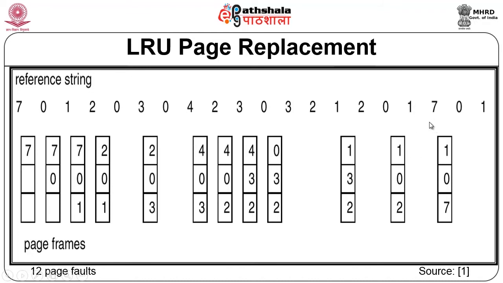For the reference to 7, choose the least recently used. Between 1, 0 and 2, 2 is the least recently used, so 2 is removed, 7 is brought inside. For 0 it's a hit, for 1 it's a hit. So here you see that there are 12 page faults.